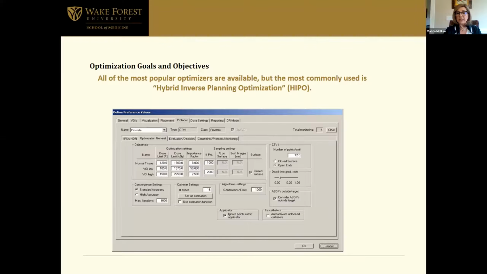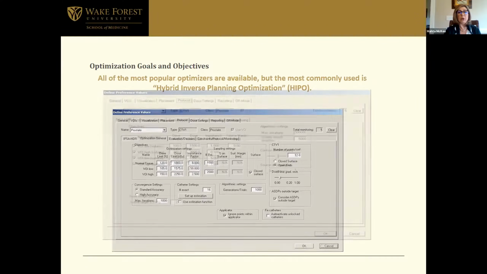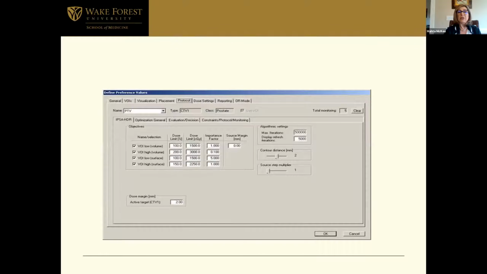These are the two optimizations that I referred to earlier, this is one for HIPPO, and we've got one for IPSA. There is no wrong way or right way in using optimizations or which optimization to use, as long as you know what constraints you put in and what your expectation is.